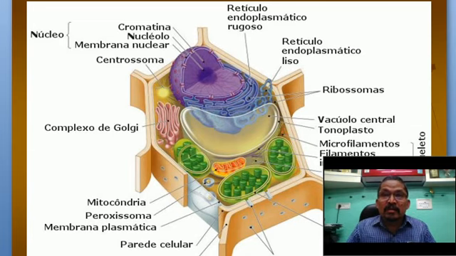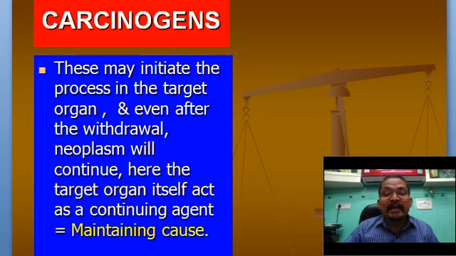These causes are collectively known as carcinogens. The carcinogens are nothing but the conditions or factors which excite or bring about a condition of cancer, and the same may be maintained even after the withdrawal of the issue. So these carcinogens may initiate the process in the target organ, and even after the withdrawal of the same, the cancer will continue in the body and the target organ, acting as a maintaining cause.